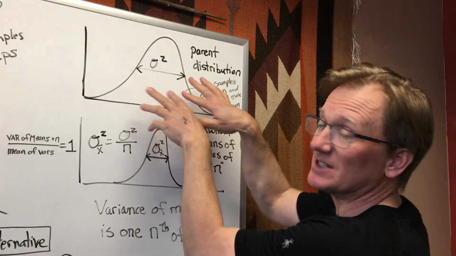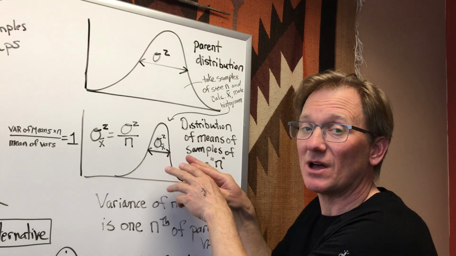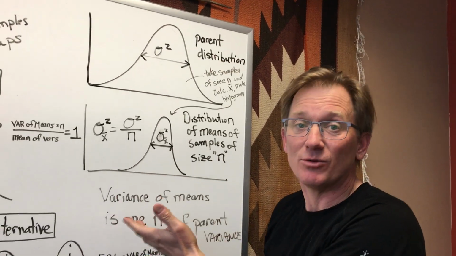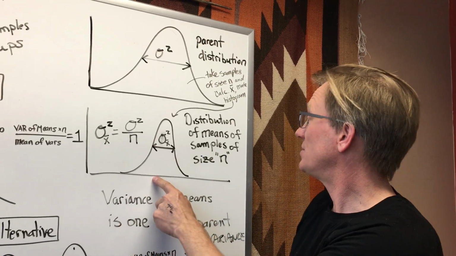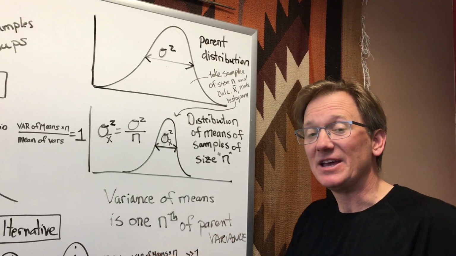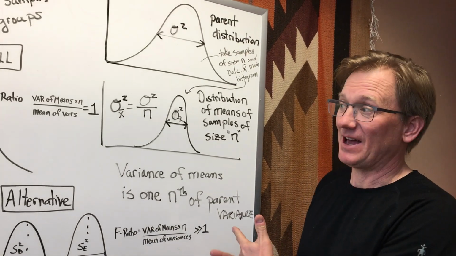Part of that is because this is a distribution of points, and down here, these are means, and of course, means are going to be closer to the parent distribution mean than any single point will be on average. So one way of thinking of this is that the variance of means is 1/nth of the parent variance. I kind of like that.